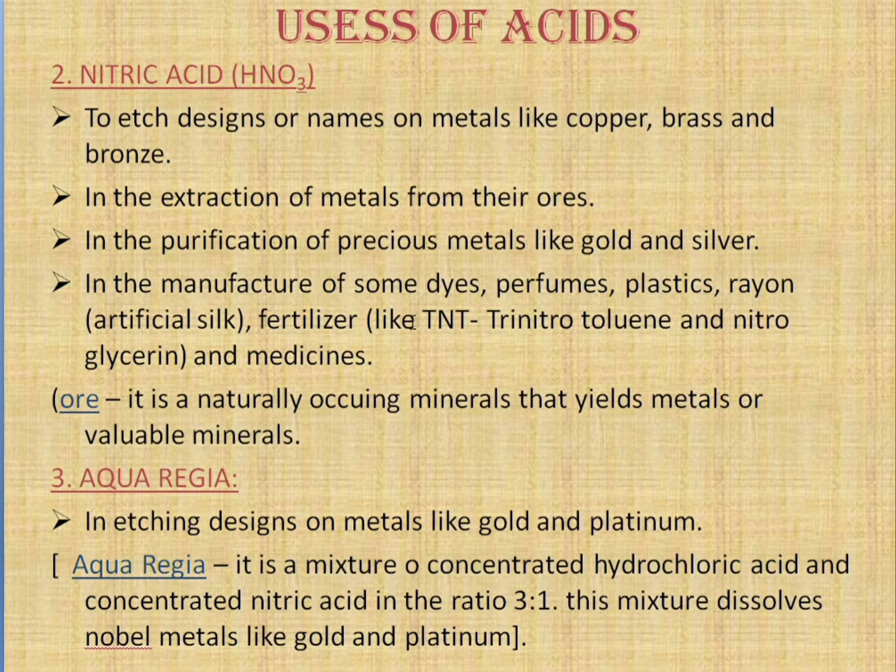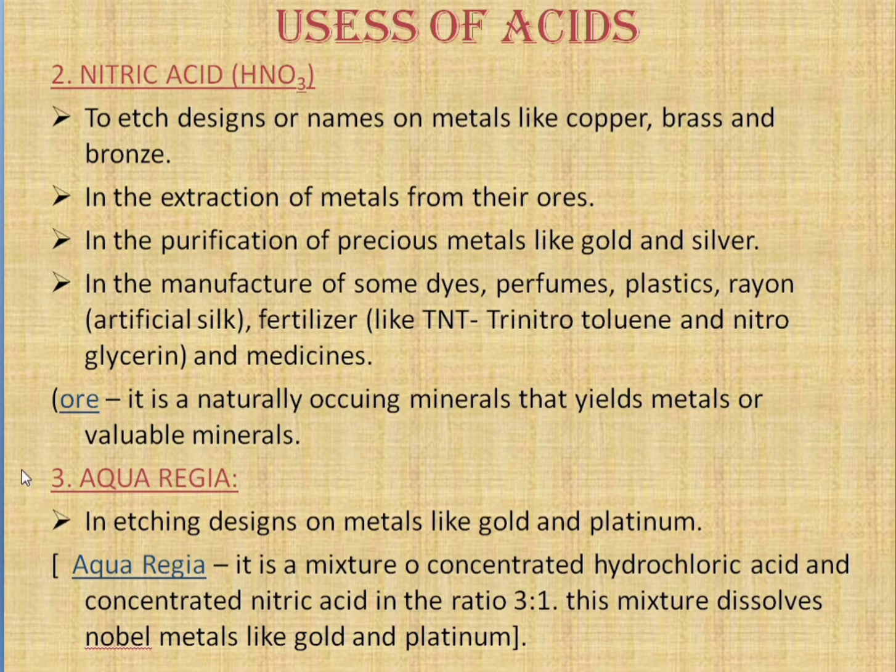Even in the manufacture of some dyes. Dyes means coloring compounds. Perfumes, you already know that. Plastics, rayon, which is an artificial silk. These rayons are obtained from fruit pulp. And this one is a fertilizer. Examples are TNT, trinitrotoluene, and nitroglycerin, and these are used in medicines also. Nitric acid is used in medicines, as I have already explained.